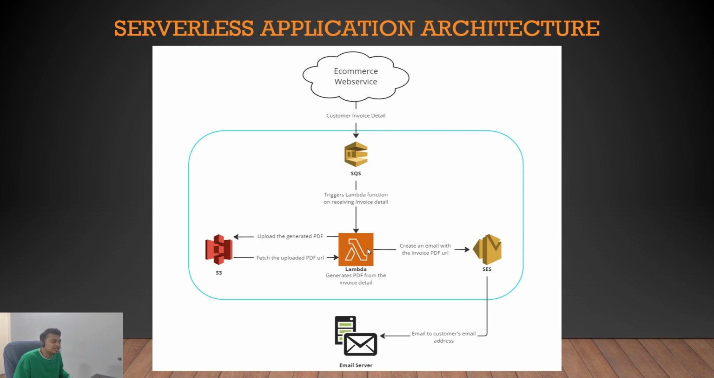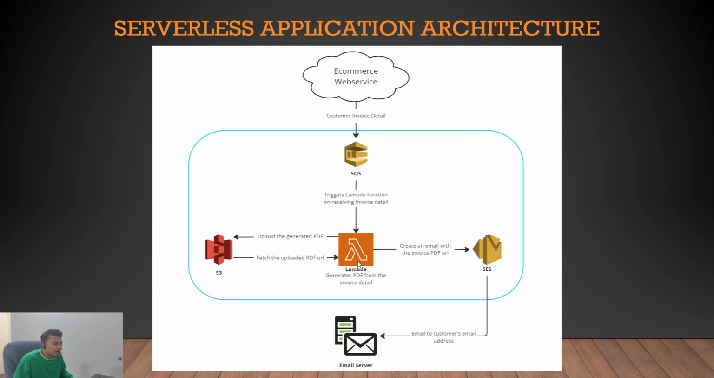As I explained in the previous slide, until a message arrives the code will not run, and we don't want to pay for idle time. So whenever a message comes, only then will it trigger this Lambda function. On triggering, it will read the message from the queue and process it. On receiving this customer invoice detail, which we assume is in JSON format, it has to convert it to a PDF. You have to use some library to generate the PDF.